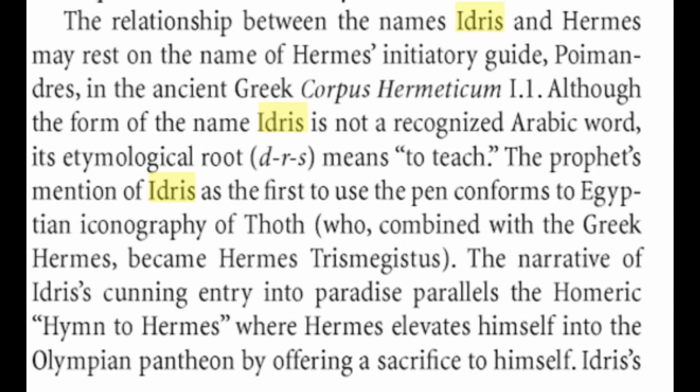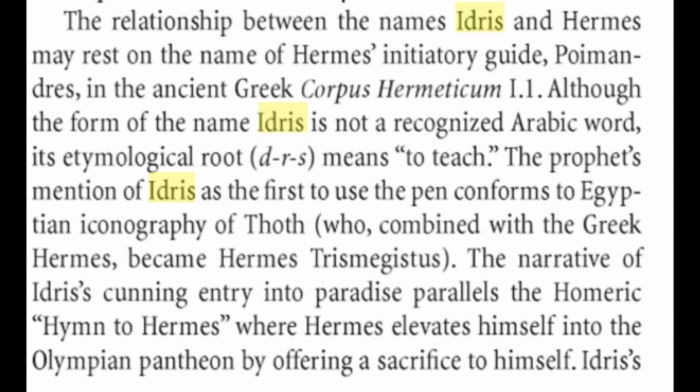Continuing, who combined with the Greek Hermes became Hermes Trismegistus. So it says the prophet's mention of Idris as the first to use the pen conforms to Egyptian iconography of Thoth, who combined with the Greek Hermes became Hermes Trismegistus. The narrative of Idris' cunning entry into paradise parallels the Homeric hymn to Hermes, where Hermes elevates himself into the Olympian pantheon by offering a sacrifice to himself.